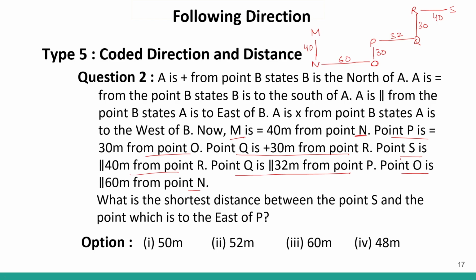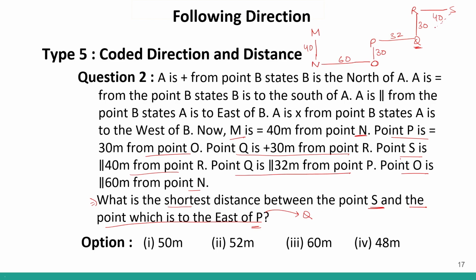Now based on this diagram, the question is, what is the shortest distance between the point S and the point which is to the east of P? So the point which is to the east of P is Q. So the point which is to the east of Q, this signifies Q. So we have to find the shortest distance between S and Q.